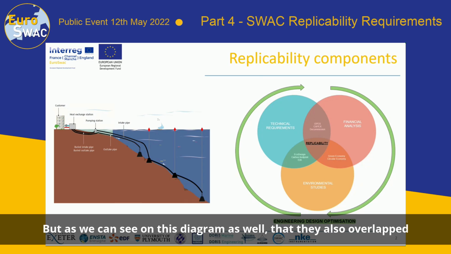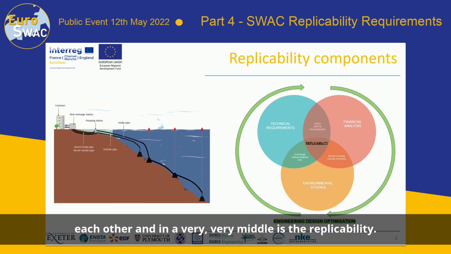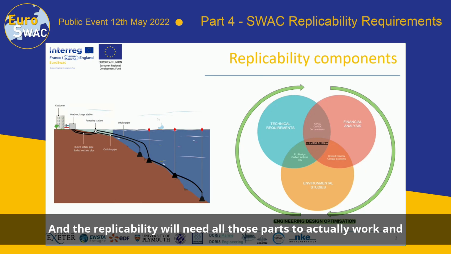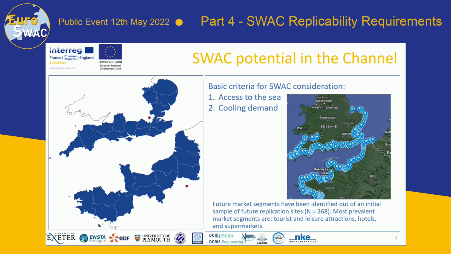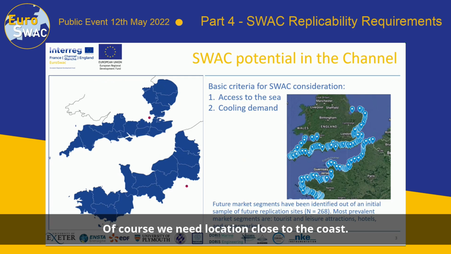But as we can see on this diagram as well, they all overlap each other, and in the very, very middle is the replicability, and the replicability will need all those parts to actually work and find the optimum SWAC design for the particular location. On the left here, we have the channel, and we have all of the eligible regions for the SWAC. Of course, we need a location close to the coast, so some of those regions are totally not applicable, and we are not going to consider them at all.